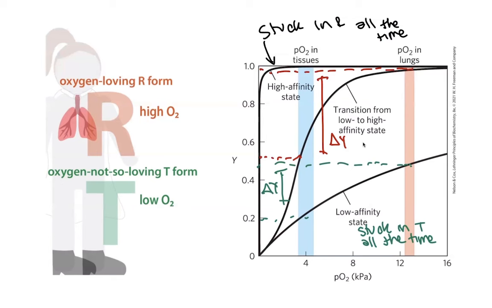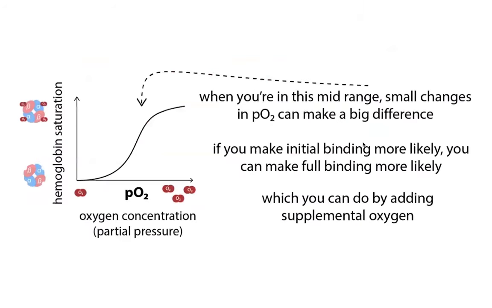It's going to give us this sigmoidal binding curve where we have this transition state where we're then able to release the oxygen efficiently. And when you're in that range, small changes in the oxygen concentration can make a really big difference. So if you make that initial binding more likely, you can make full binding more likely. And this is why if you add supplemental oxygen, you can often help people out really, really quickly if they don't have enough oxygen.